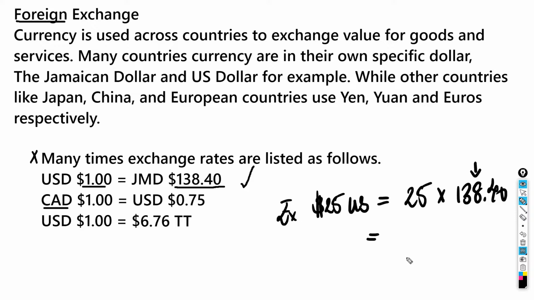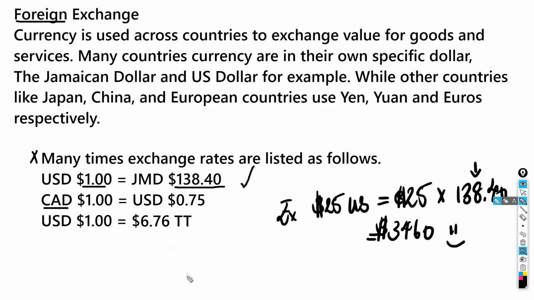So 25 multiplied by 138.40 gives us 3,460. Cool. All right, 3,460. So 25 US is $3,460 Jamaican, right? So you see how powerful the US dollar is? Pretty interesting, right, guys? All right, guys, so let's do another example here.